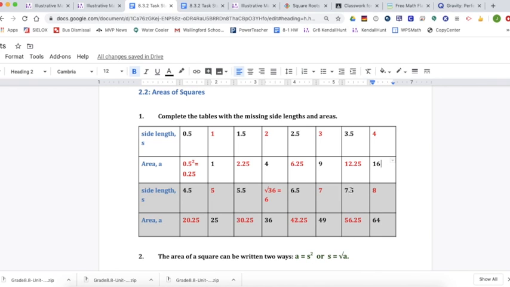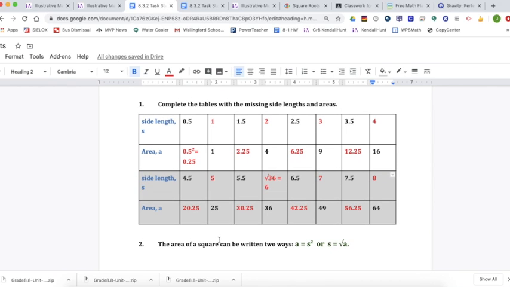Not whole numbers, huh? And then if our area was 1, our side length was 1. The square root of 1 is 1. The square root of 4 is 2. The square root of 9 is 3. The square root of 16 is 4. The square root of 25 is 5. Square root of 36 is 6. Square root of 49 is 7. And the square root of 64 is 8. And that's all because, again, 8 times 8 is 64. 7 times 7 is 49. These numbers are all examples of your perfect squares.